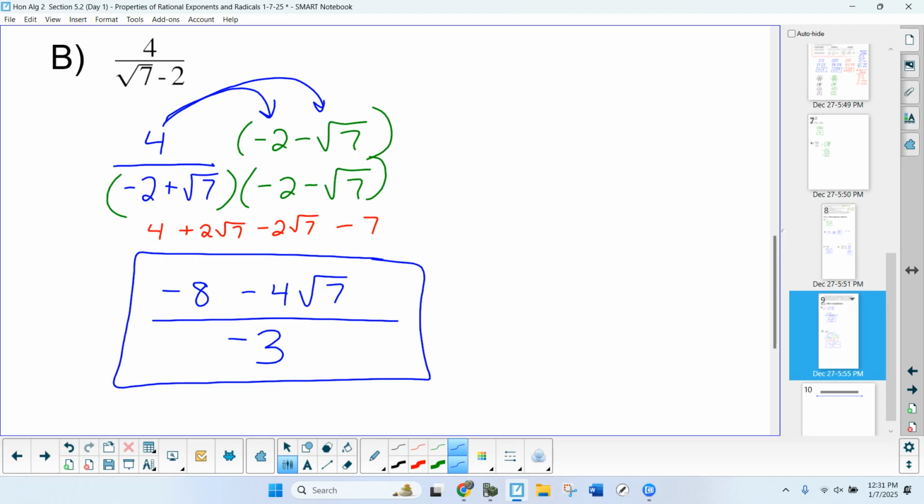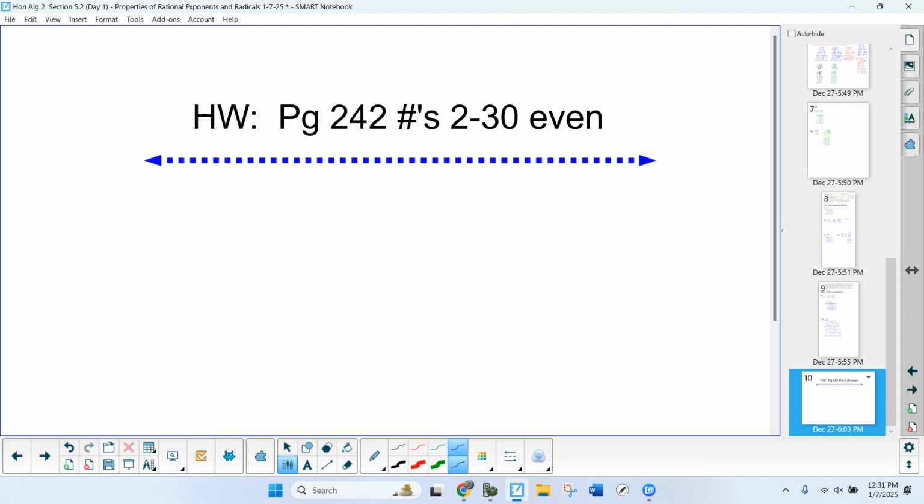All right. Homework. Page 242, 2 through 30 even.